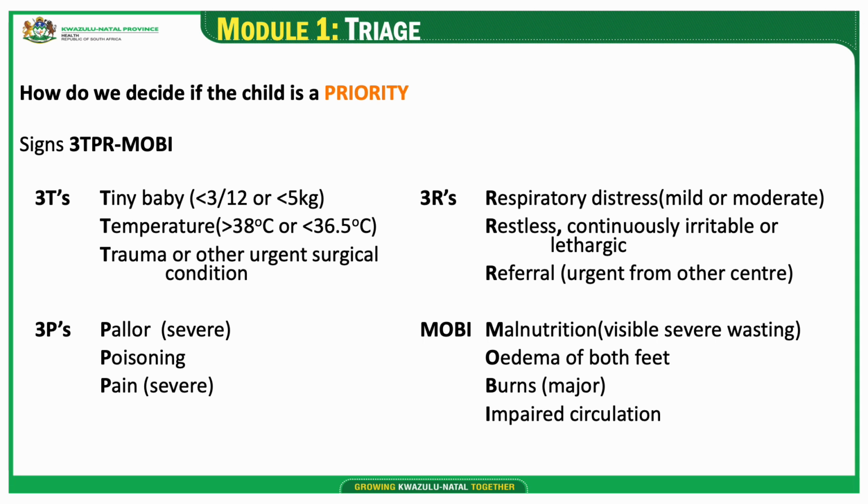The 3 R's are mild or moderate respiratory distress. Remember, severe respiratory distress was an emergency sign. A patient who is restless or irritable or lethargic, or an urgent referral from another centre. MOBI looks for malnutrition, which is visible severe wasting or edema of both feet, major burns, or impaired circulation.